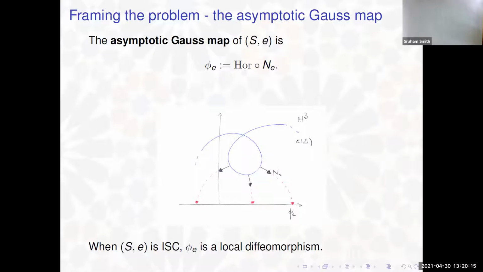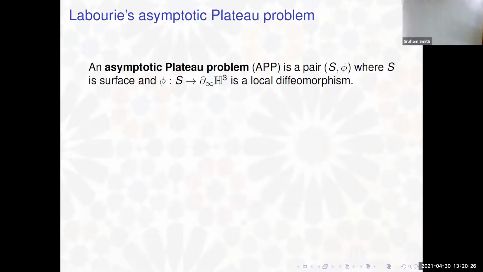In particular, it's a well-known and straightforward fact, which can be proven using classical properties of convex subsets of hyperbolic space, that when this surface is infinitesimally strictly convex, this asymptotic Gauss map is a local diffeomorphism. And so the asymptotic Plateau problem is, in a sense, the converse of this construction. The question is, can we construct a K surface out of its asymptotic Gauss map?